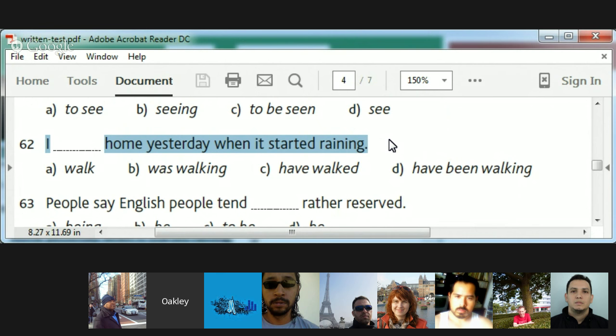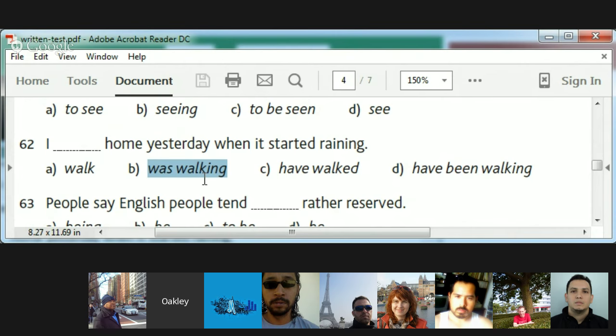I have walked home yesterday when it started raining. This is an example of an interrupted action. So this is going to be B.